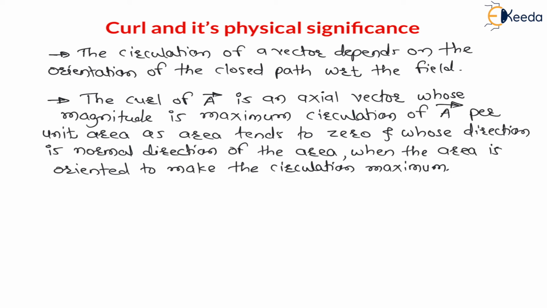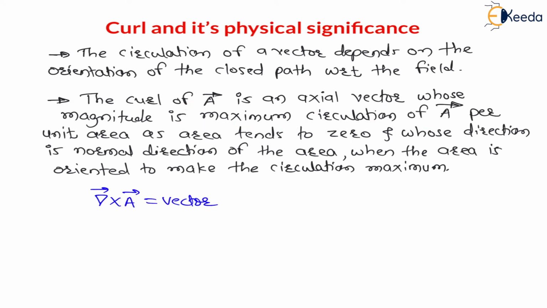And let us define the circulation. Now my dear students, or let us define the curl. The curl of vector A is an axial vector. See, curl of vector A, curl means del operator cross A, right? Vector operator cross A. And cross product is always a vector quantity. So my dear students, it is written as the curl of A, which is nothing but a vector quantity, is an axial vector whose magnitude is maximum circulation of A.